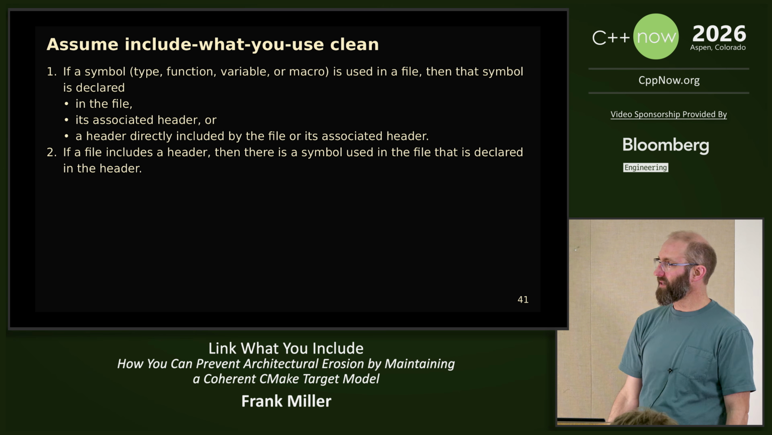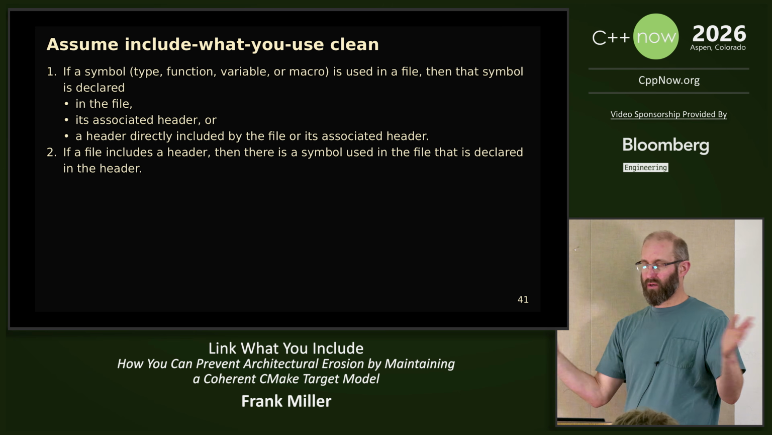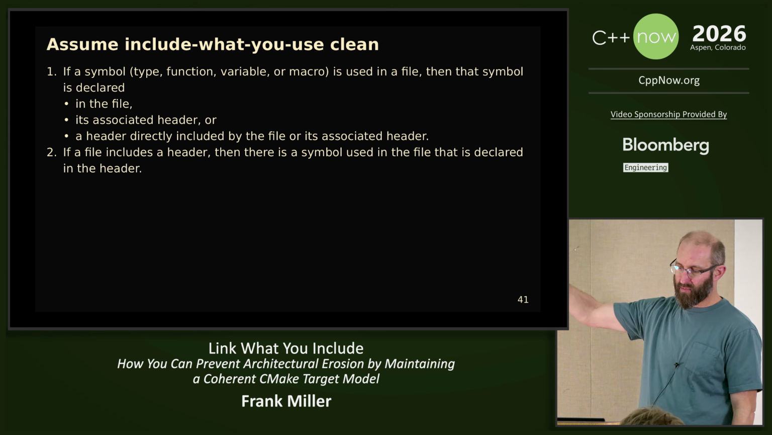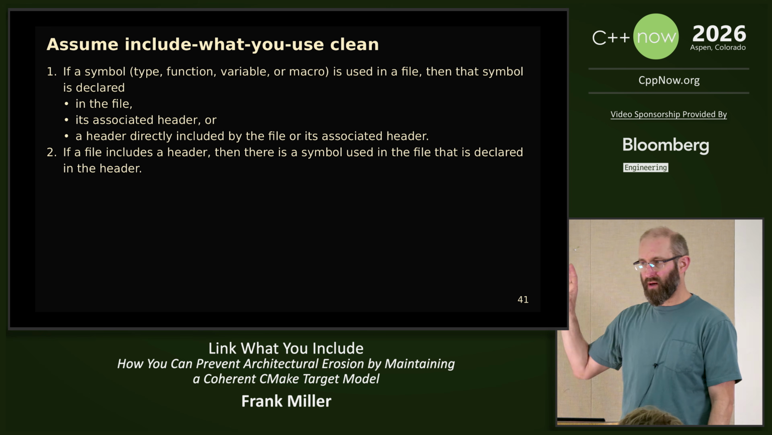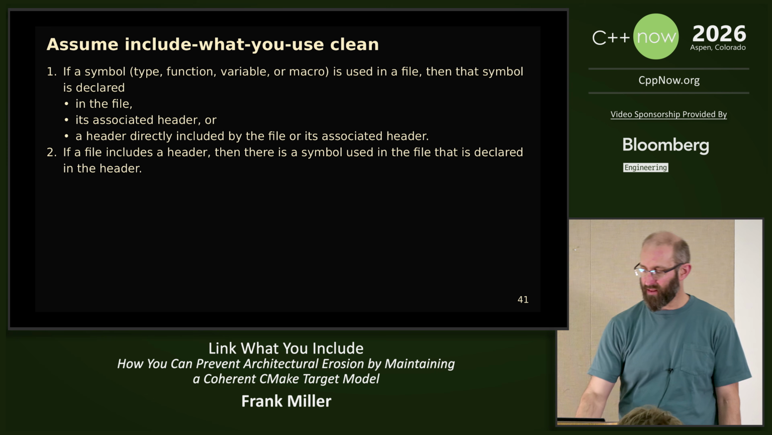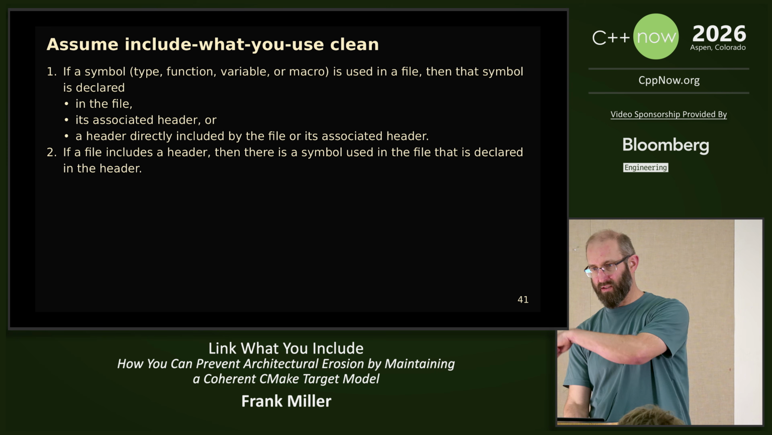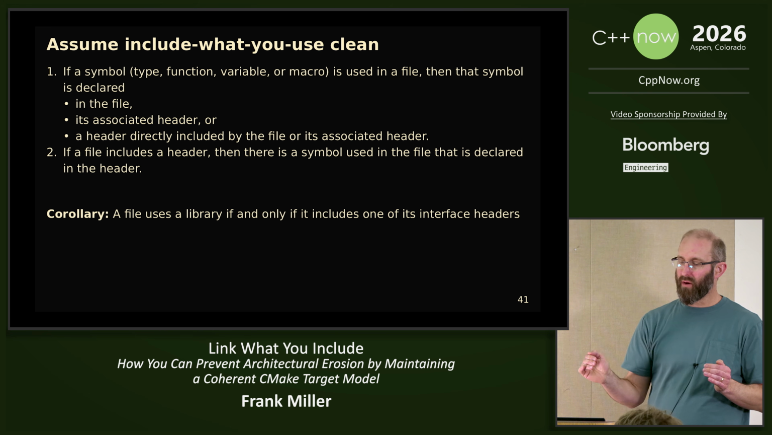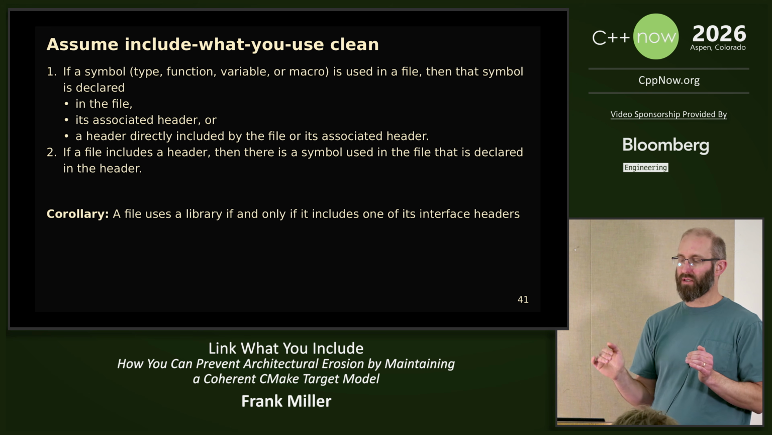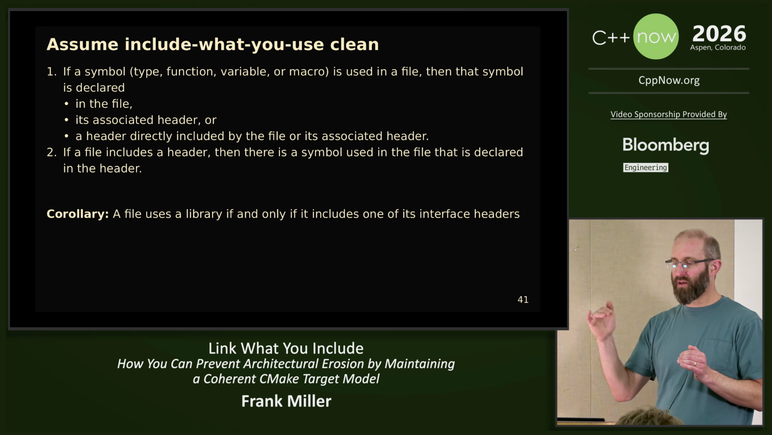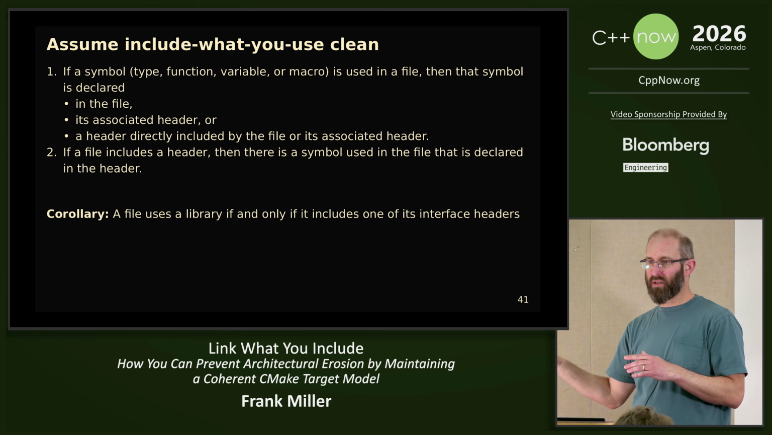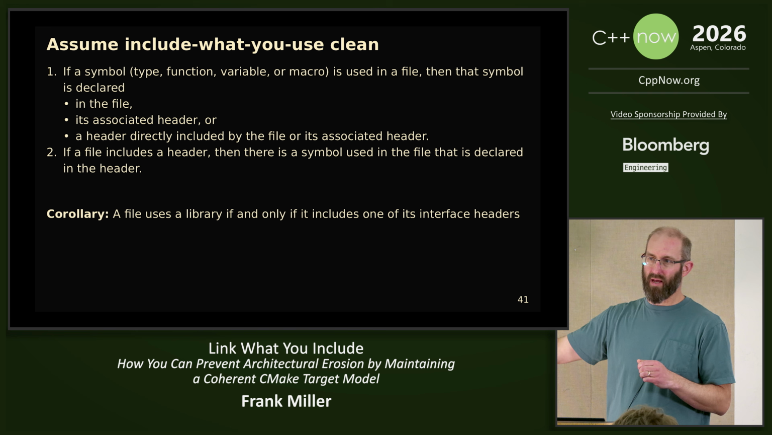All right, so the base assumption is that we are include what you use clean. I showed the rules earlier, so I'm not going to go over them again. But I wanted to put it on the slide because I want to make the corollary of this: a file uses a library if and only if it includes one of its interface headers. So if we're include what you use clean, then that is a true statement.